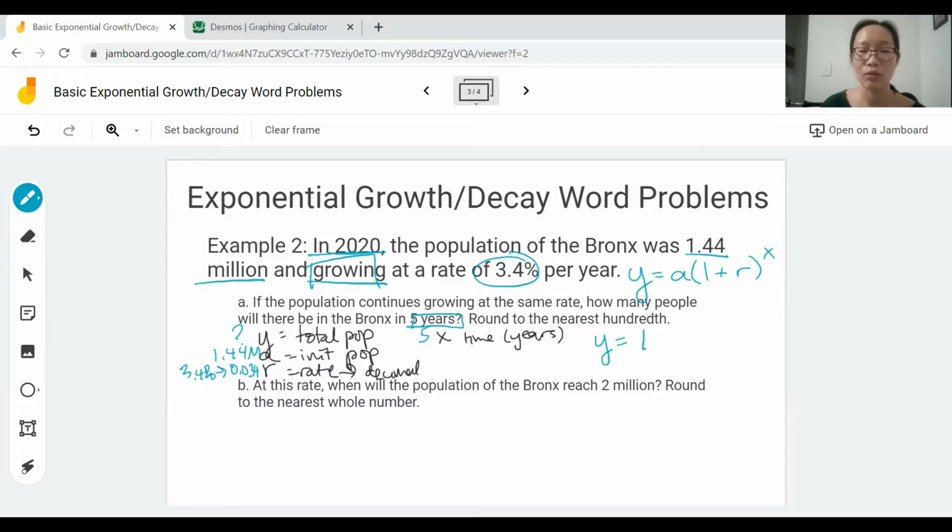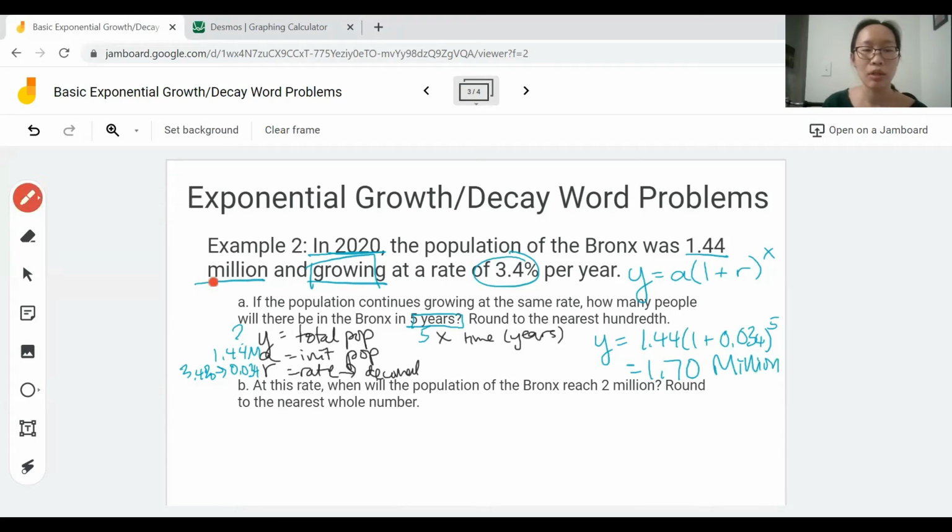So y is equal to 1.44 times 1 plus 0.034 to the 5th power. And then I'm going to put that into the calculator, is equal to about 1.7 million, 1.70 million. And then my part B says, at this rate, when will the population of the Bronx reach 2 million?